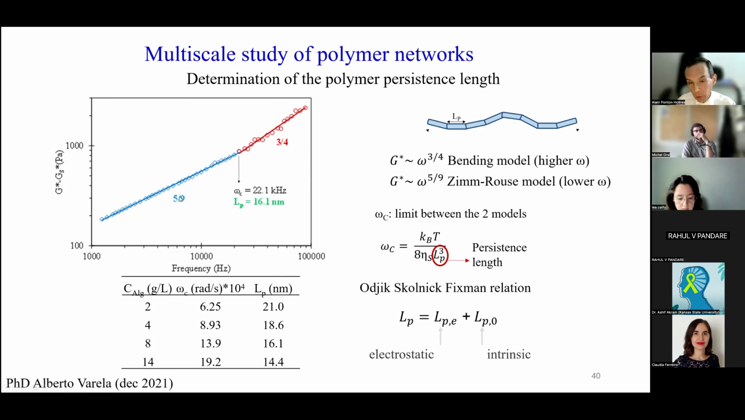And if you perform measurements at different polymer concentrations, you have the evolution of the persistence length as a function of concentration. And there is some theoretical model to deduce the persistence length with an electrostatic part and an intrinsic part. This part, of course, is due to the charge of the polyelectrolyte.